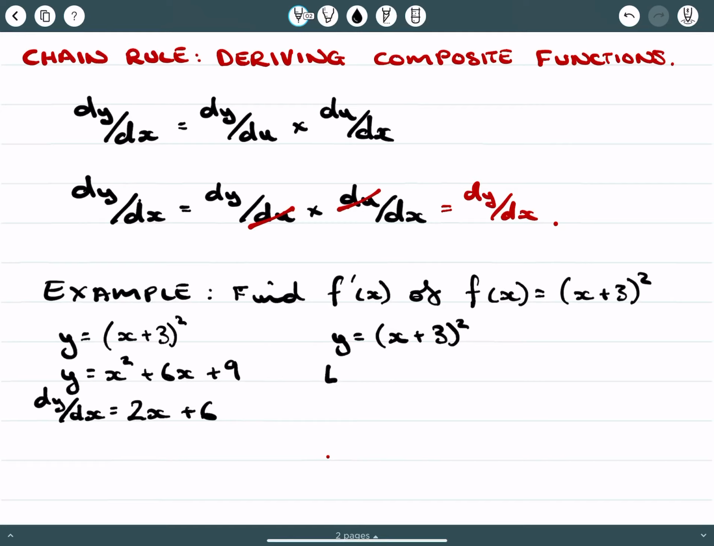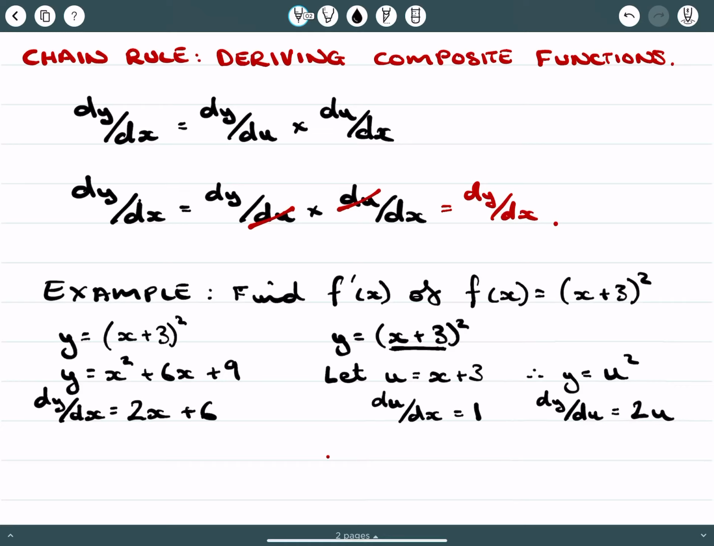What you would do here is say let u equal the embedded function. The embedded function is the function within the other function, the function that is within the composite function. So we're going to say let u equal x + 3. Therefore, du/dx equals 1. We say, therefore, y equals u squared, and dy/du equals 2u.